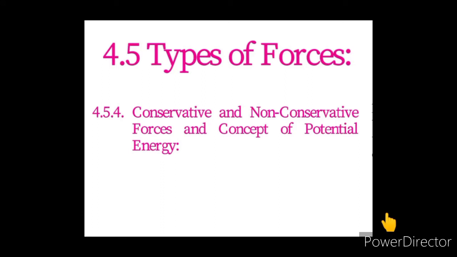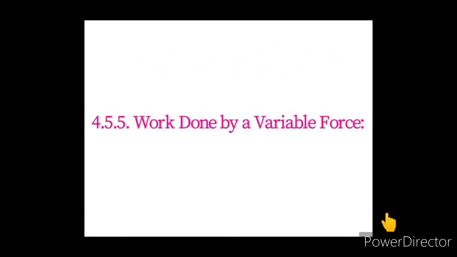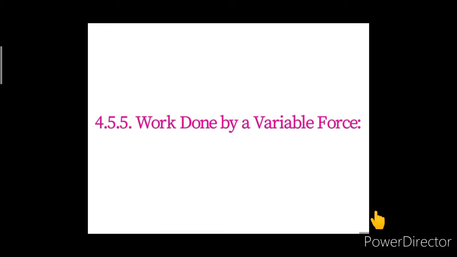Now, let's have the next subtopic of types of forces, that is work done by a variable force. As we have already studied, the work done by a force is assumed to be constant in magnitude and direction, but force may not be constant in practice. When a body goes away from the center of the earth, the magnitude of the gravitational force continuously goes on decreasing while the direction always remains the same.